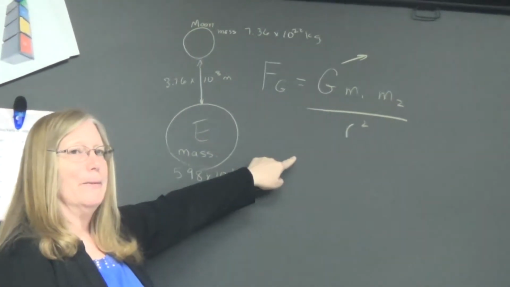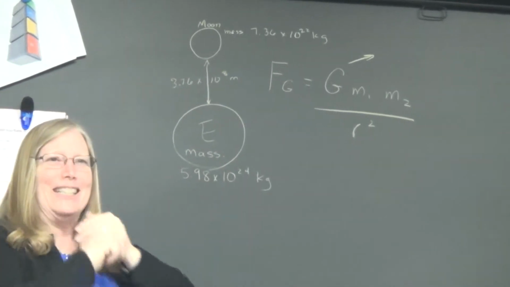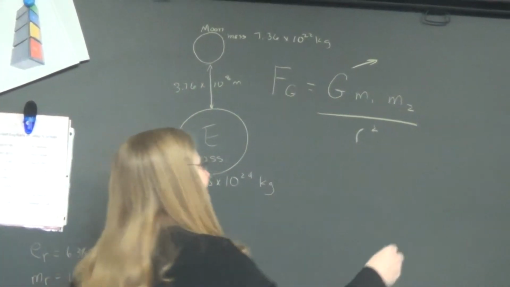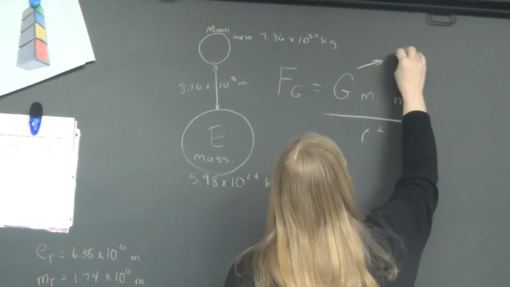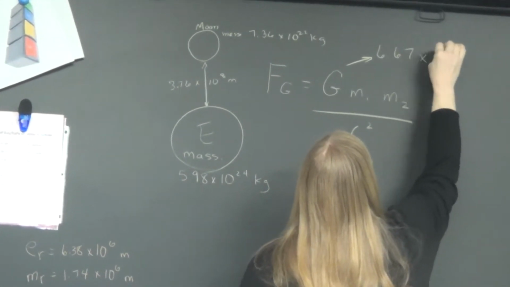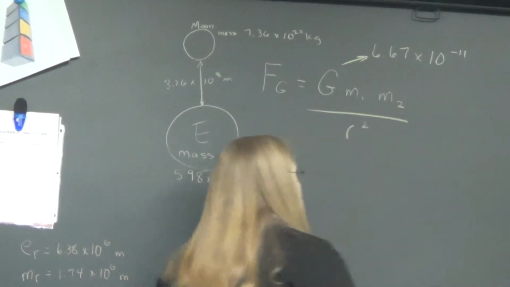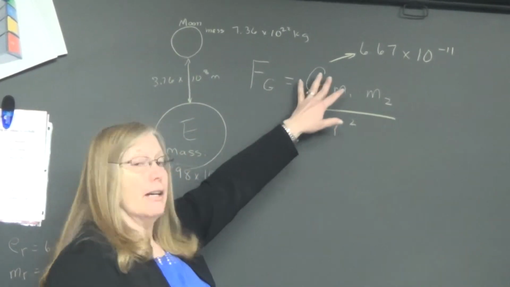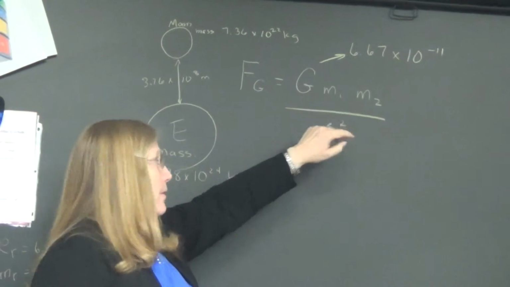What is G, Emily? It's the gravitational constant. Alright, so what is it? 6.67. Alright, it is always this number, no matter where we are in the universe.